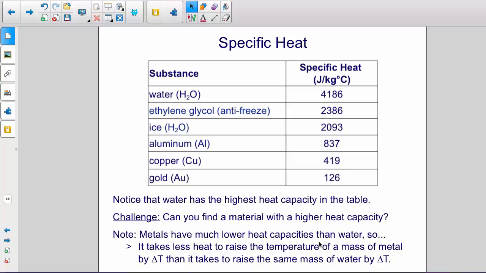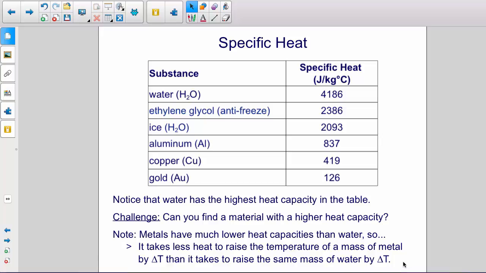Here's a table with some example specific heats. What's interesting about this table is that water has the maximum specific heat, and relative to the metals on the table, aluminum, copper, and gold, it has a much higher specific heat. So the meaning of this is it takes less heat to raise the temperature of a mass of a metal by delta T than it takes to raise the same mass of water by delta T.